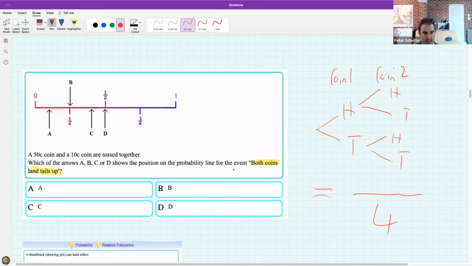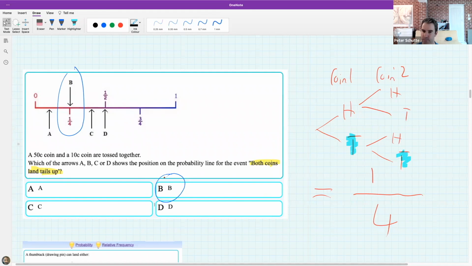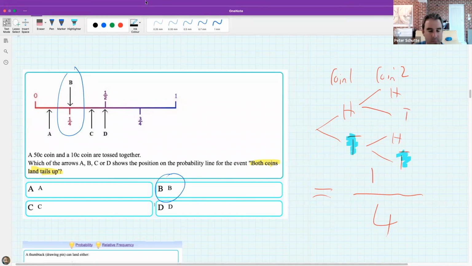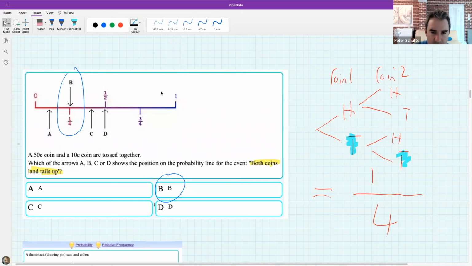You're interested in both coins landing tails up. So tails up would be just one of the options, this one here. So it would be 1 out of 4. And which of those is 1 out of 4? It's going to be option B, which is here.